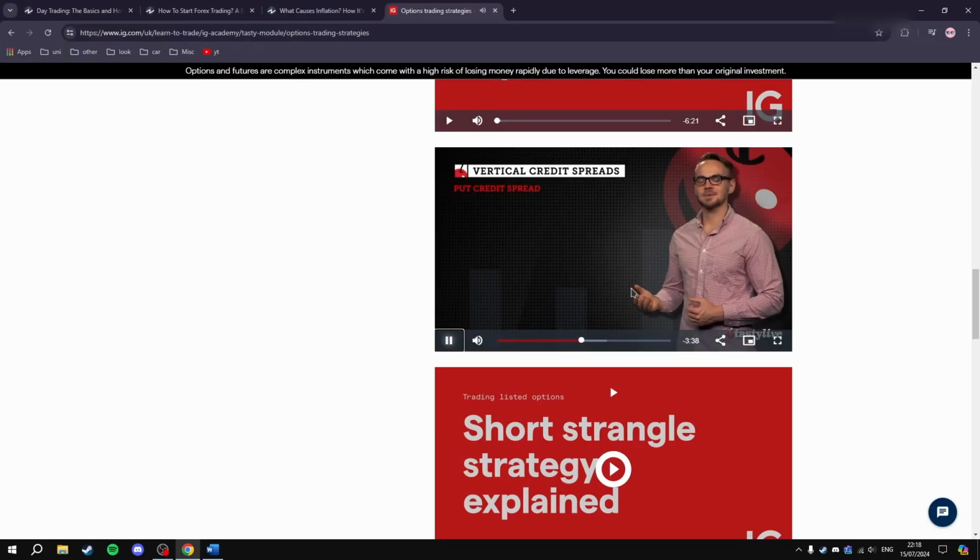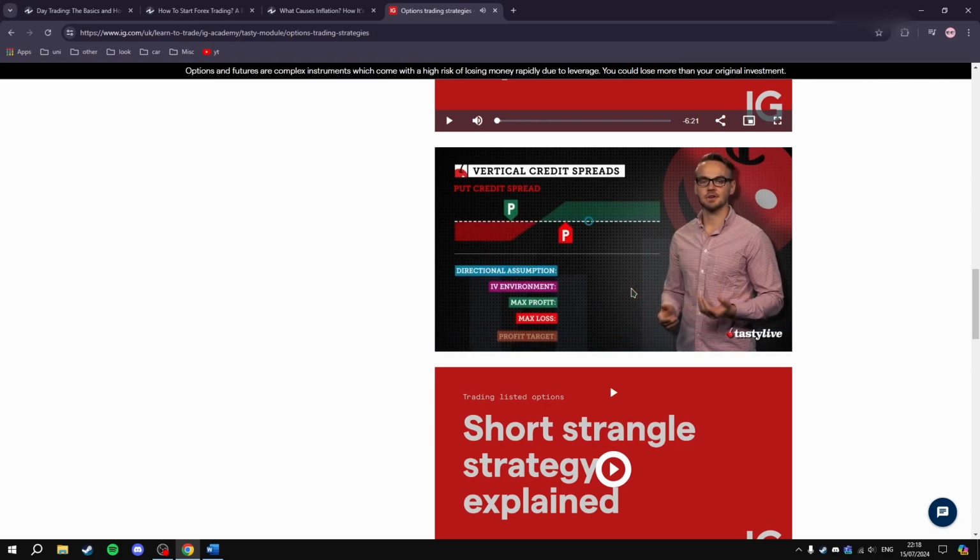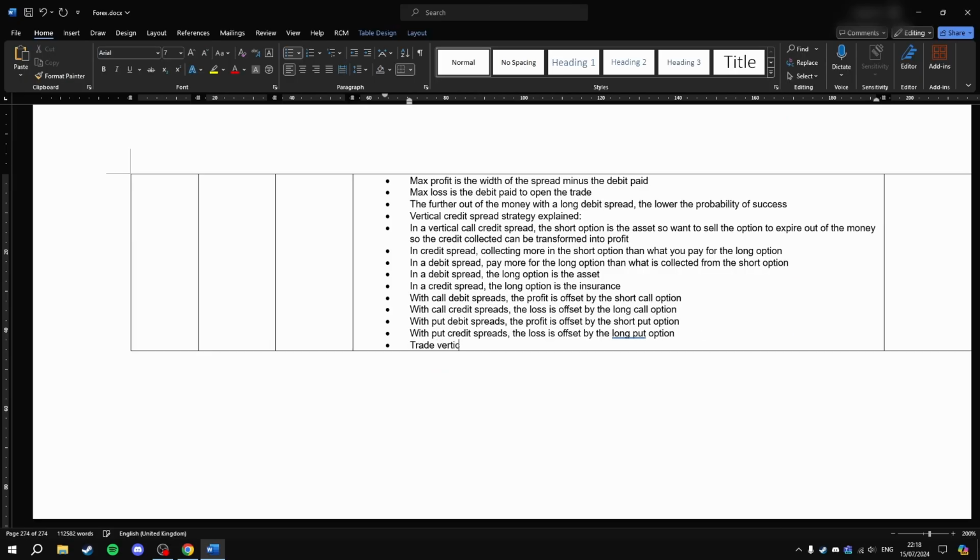Since a vertical credit spread is a premium selling strategy where we collect a certain value to take on a certain amount of risk, we tend to trade them when implied volatility is high in the underlying.